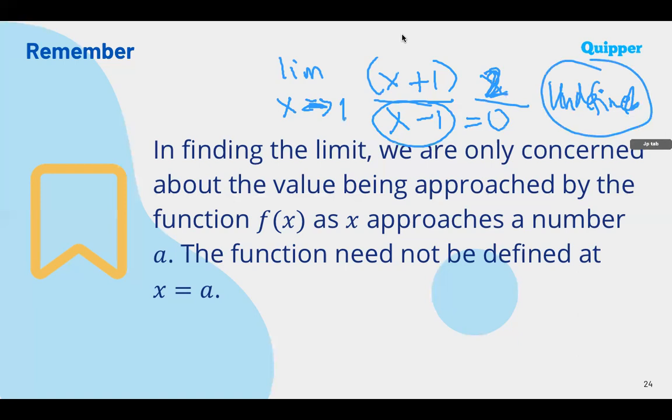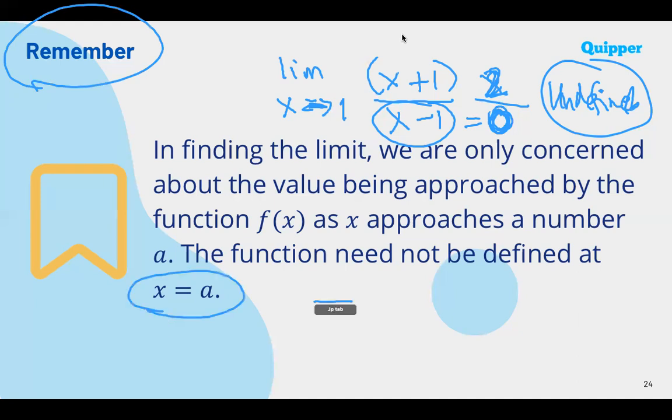Now, we can still find the limit. Okay, so we will use another solution or another law about limits. So if you already found that the lower part is 0, sabihin nyo, stuck na kayo, sir, this one is, wala siyang limit, it's undefined. Now, you still have a limit. Ito yung sinasabi nung remember na to. Okay, the function need not be defined at x equals a. It is still x approaching a.